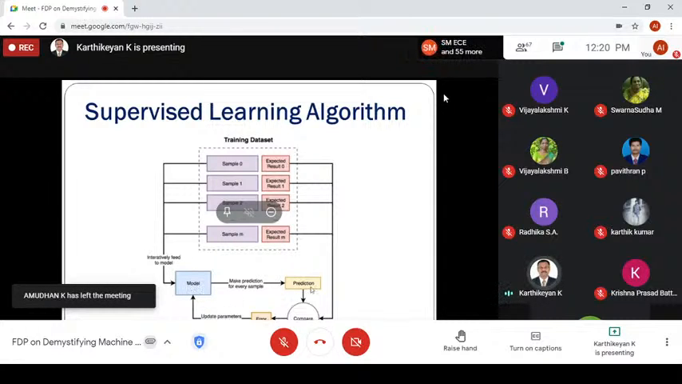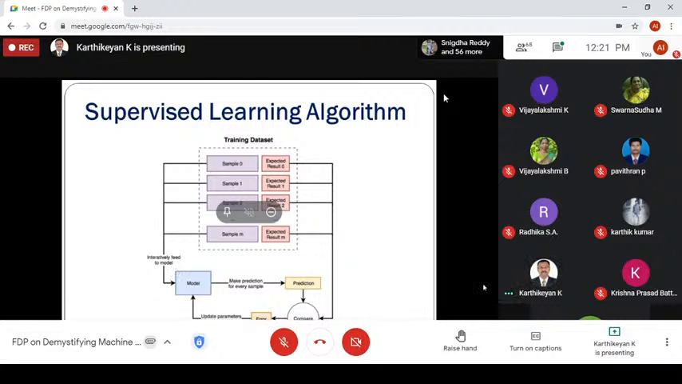Now the model gives an output that is called the prediction. This prediction is compared with the expected results, and based on that, an error is calculated. There are many error terms, so we can fix the error term for the particular problem. But the general flow is that we find an error. Based on that error, the model parameters are modified.